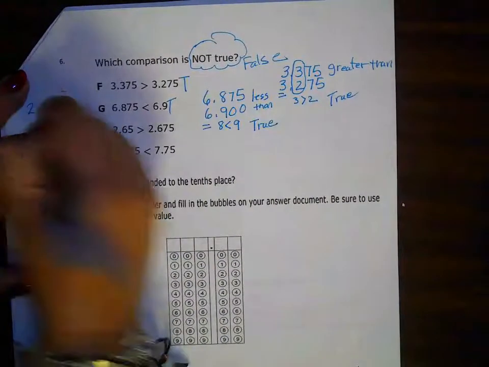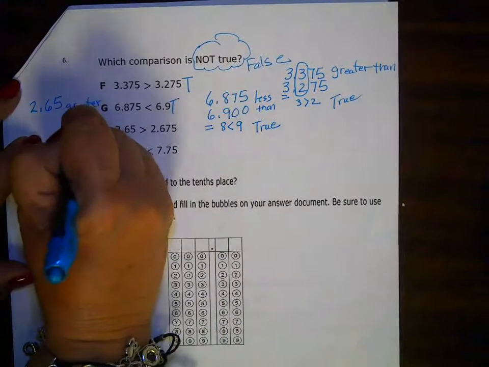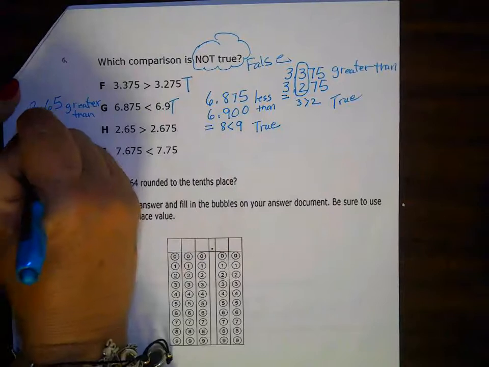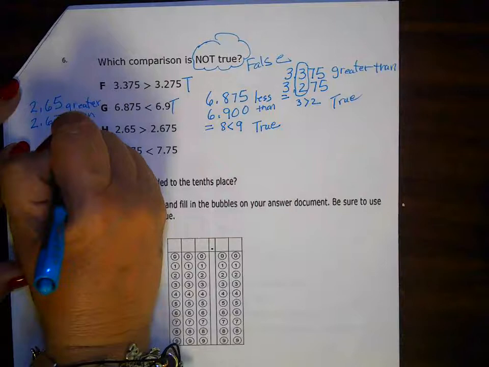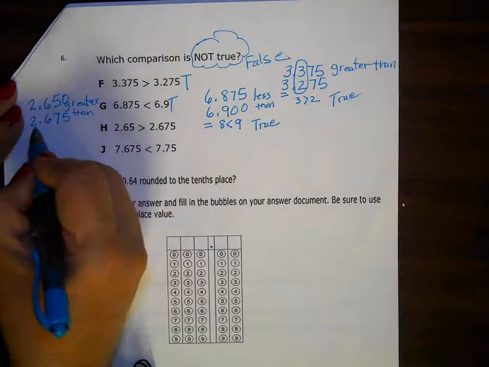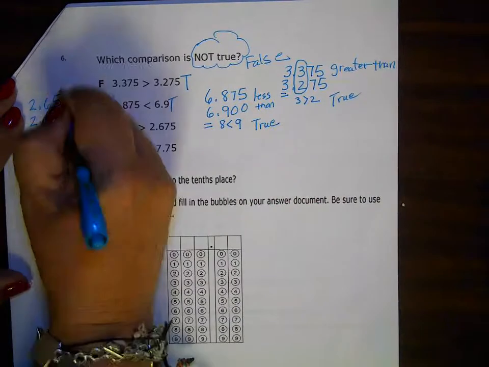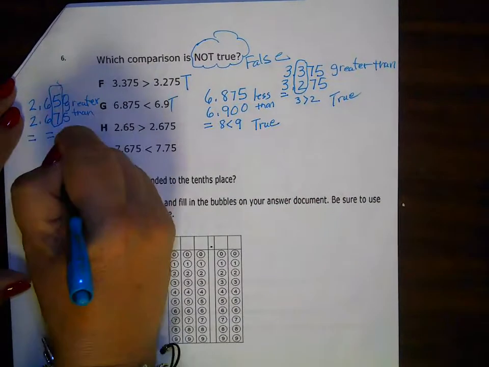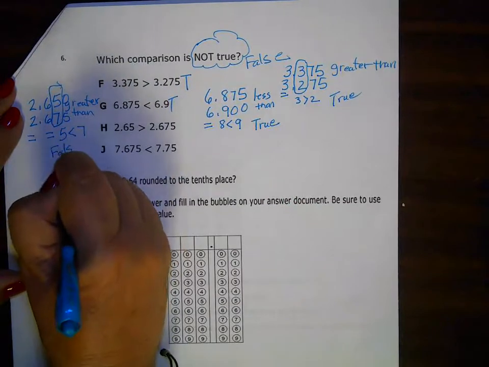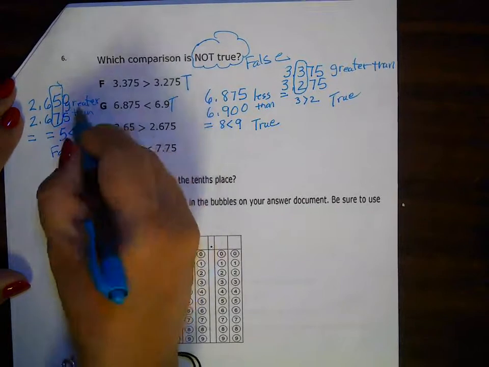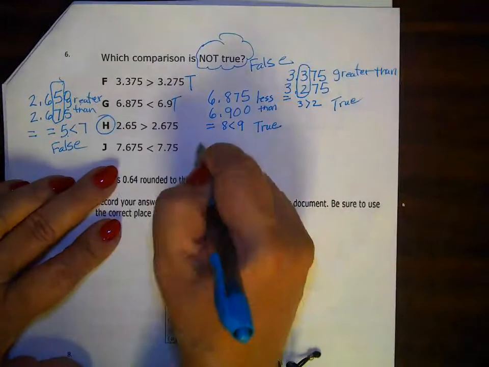2 and 65/100 is greater than 2 and 675 thousandths, and 0 is my hero. I'm going to start comparing in my ones. 2's are equal, the tenths, those are equal, so now I'm in the hundredths. What do I know? Well, 5 is less than 7, so that's a false statement. It's not greater than, it's less than. So H looks like it's my correct answer, but I'm going to do this one next.